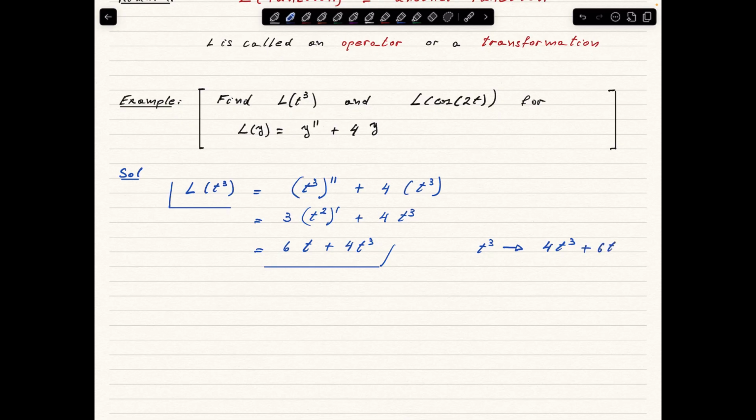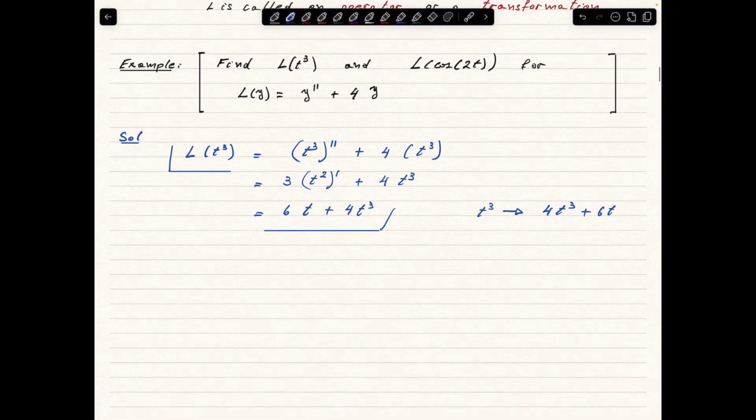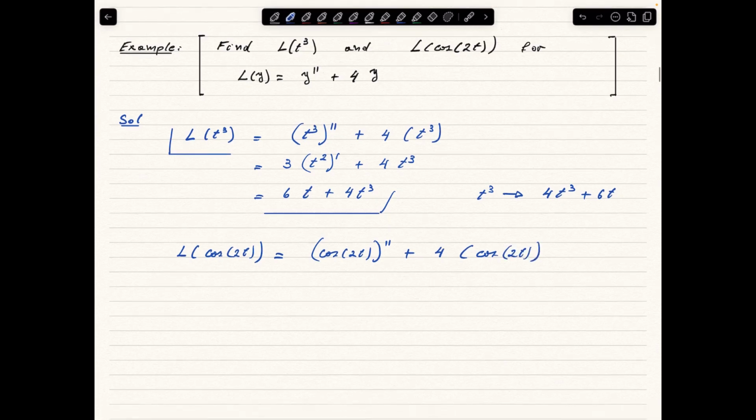So that's what this operator is doing. And then if we compute the operator acting now on cosine of 2t, well, it's going to be another function. What function is it going to be? Let's compute. We need to grab the cosine of 2t, compute two derivatives, and then we need to multiply 4 by the cosine of 2t. This is the example we are working with.